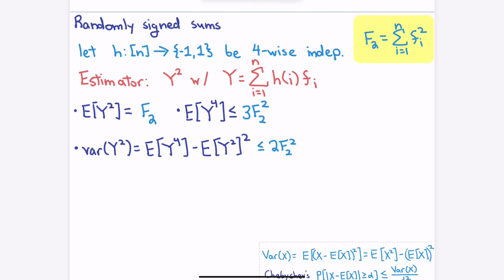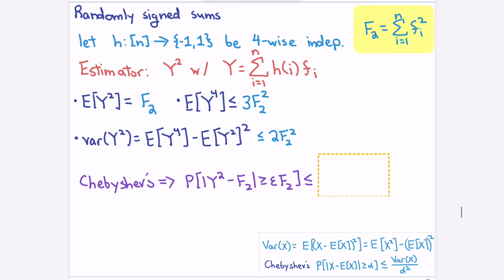Okay, so that's fine. Now, for some given parameter epsilon, I really want to know, what are the odds that I'm off by epsilon times my goal? What would Chebyshev's inequality give me?